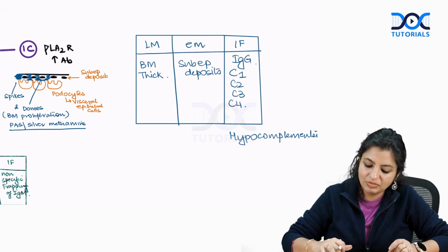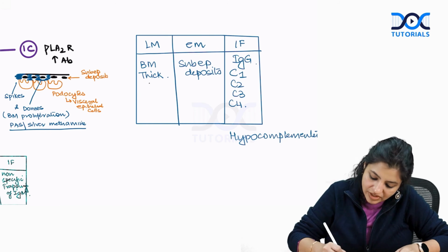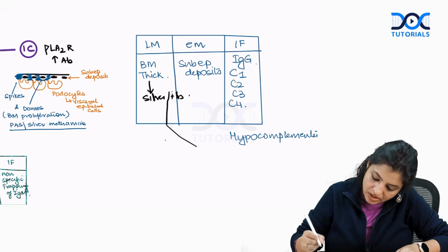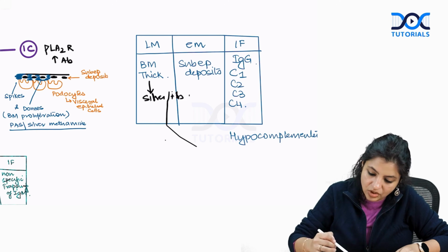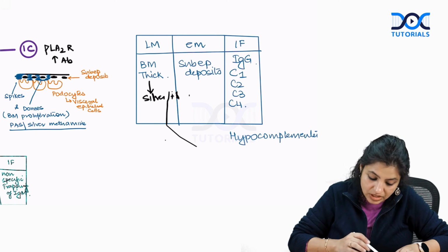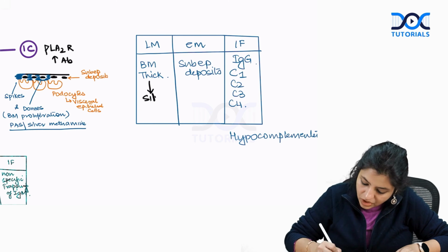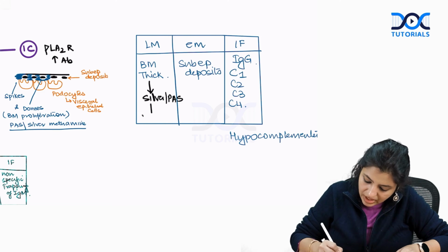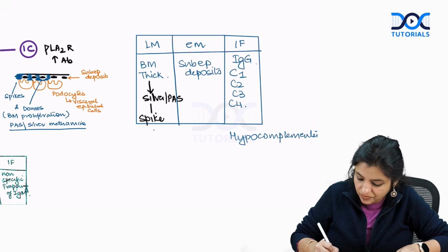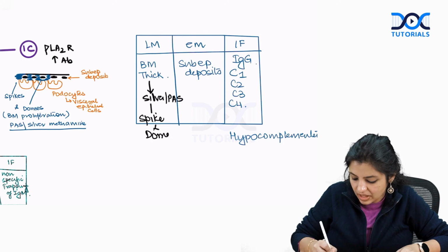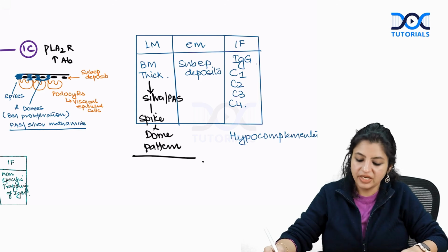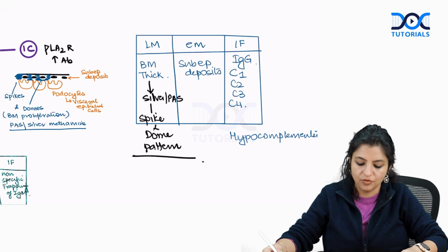Now the basement membrane is thickened. If you put silver stain or PAS stain, what will you see? You will see the spike and dome pattern. If you're seeing a spike and dome pattern on silver stain, that is very characteristic of membranous nephropathy.